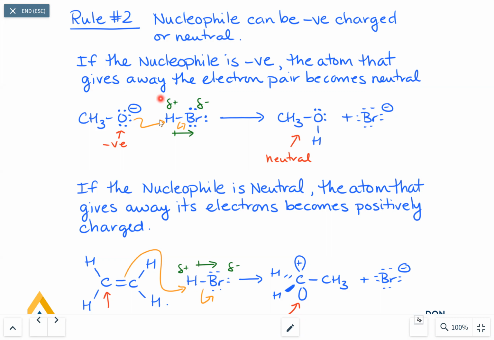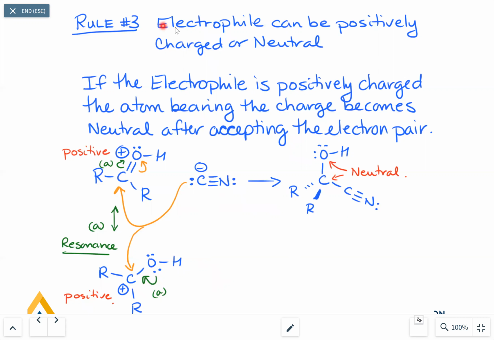And what we're going to see is there is a similar rule for electrophiles: they can be positively charged or neutral. So that's giving away the next bit of the story here. If they start out positively charged, here we've got a ketone that has been protonated. We've polarized this bond even more, this carbon.